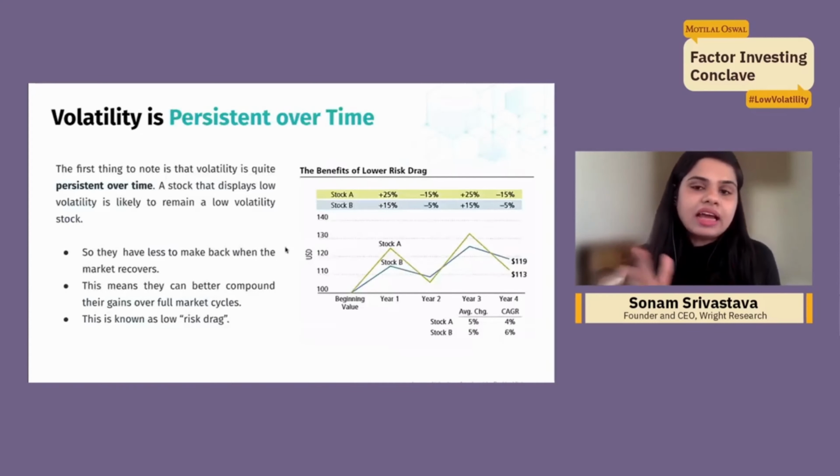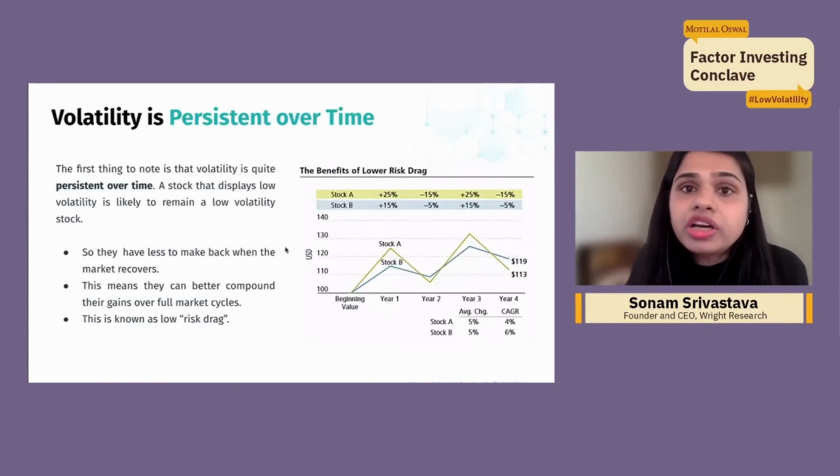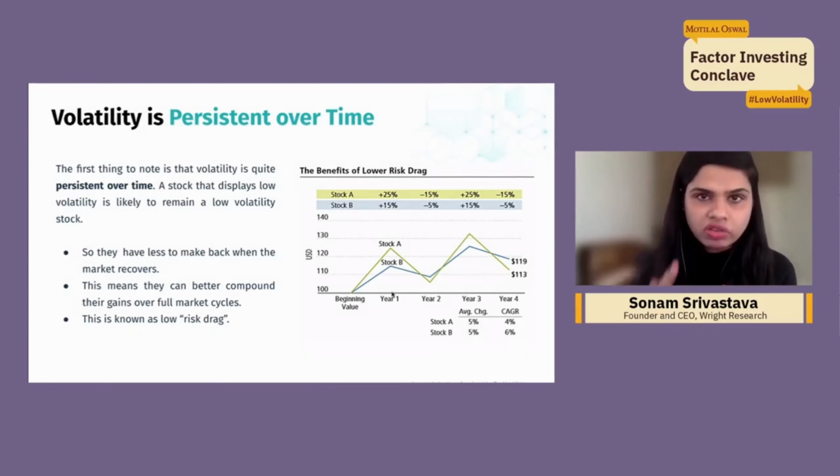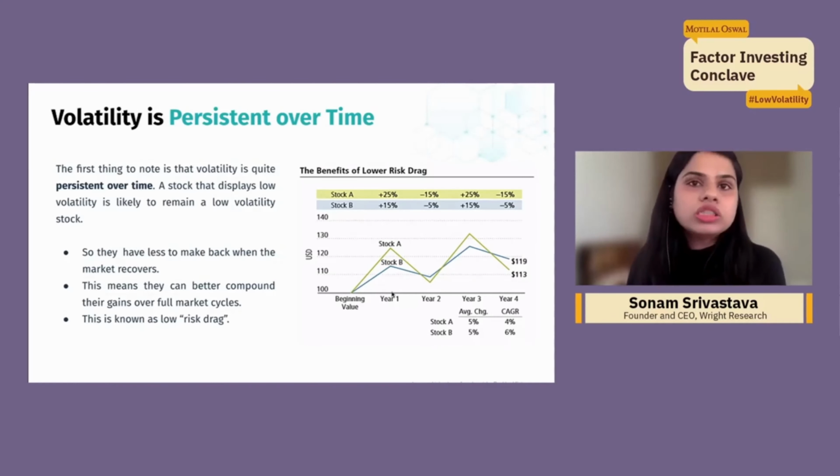The second thing I want to show you is that volatility is persistent over time. Any stock that has been showing low volatility in a bull market will continue to give you low volatility even in a bear market, right? If you look at this chart, I have a high risk stock and a low risk stock. The high risk stock gives you a 25% return in year one, which is very favorable. But in year two, it falls 15%, and again rises 25%, then falls 15%. So this makes it highly volatile. It gives you good returns in good markets, but it underperforms when the markets are volatile.